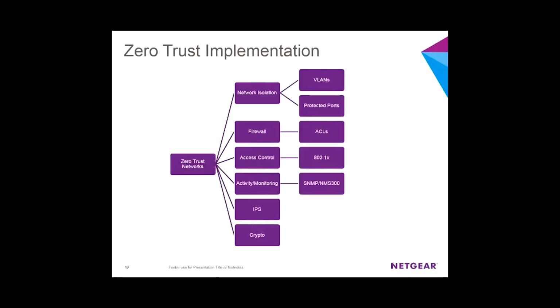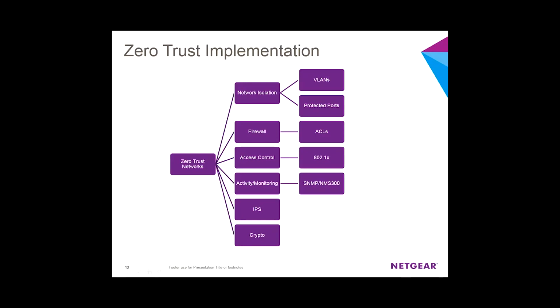So first of all, for zero trust networks, what we have seen again is different layers of protection that we can implement. We can implement network isolation, firewalls, access controls, activity monitoring, IPS, and crypto. First, we are going to start talking about network isolation. So how can I make sure that if one computer is infected, it's not going to infect the other computers in my network?